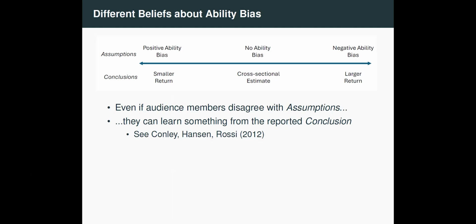And there might even be some people who say, I think the more able people leave school early to found big companies and become titans of industry. And so actually there's a negative ability bias. And so I think your estimate is actually an underestimate of the causal effect of schooling on earnings.